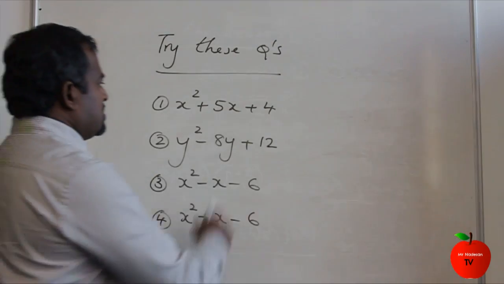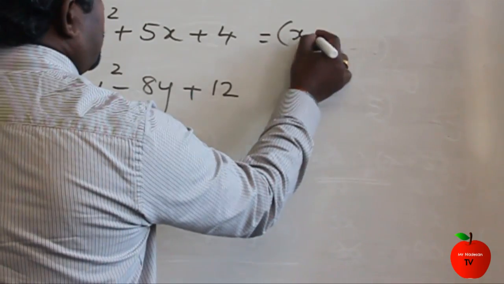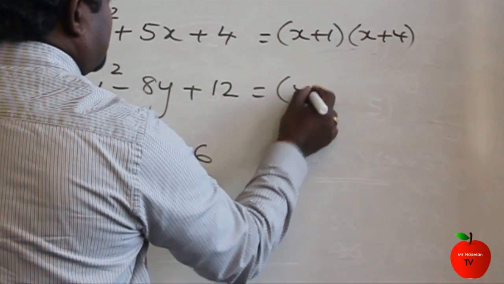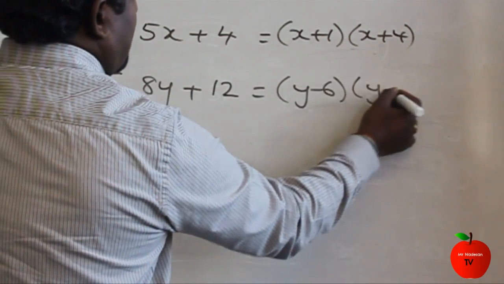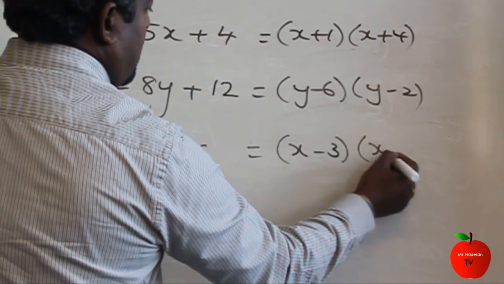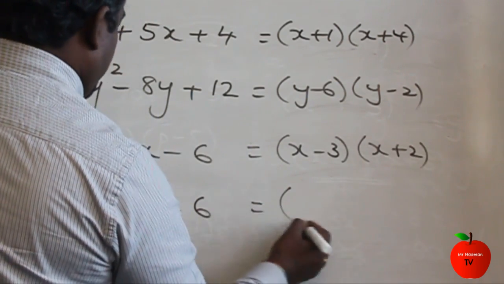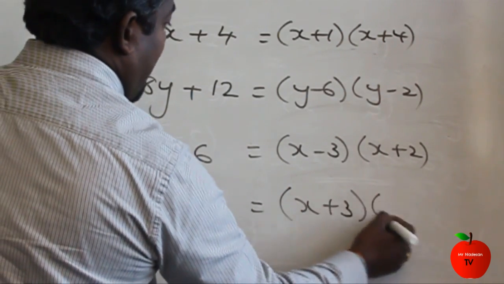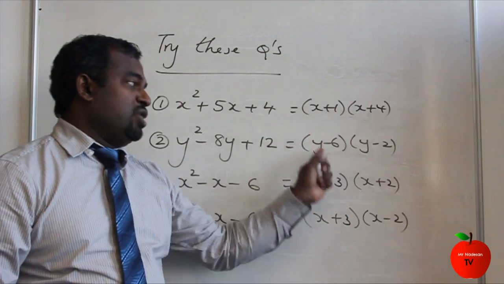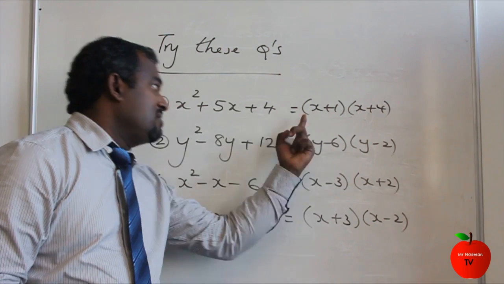Now you check your answers. When you're factorising, you get x plus 1 and x plus 4; y minus 6 and y minus 2; x minus 3 and x plus 2; x plus 3 and then x minus 2. You should know how to double check your answer by expanding it and checking your answers as well.